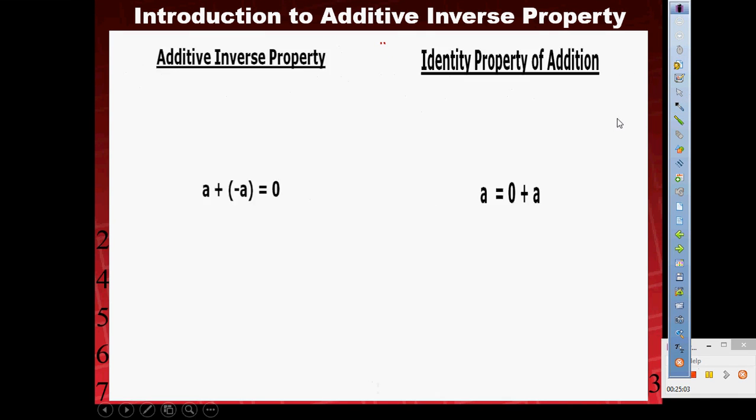So, did we cover the additive inverse property? Yes. And do we cover the identity property of addition? Yes, those two. For today's home play, you're going to be answering some questions in regards to those.